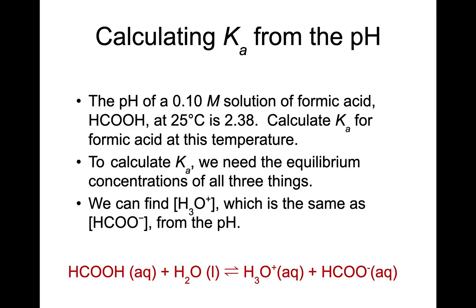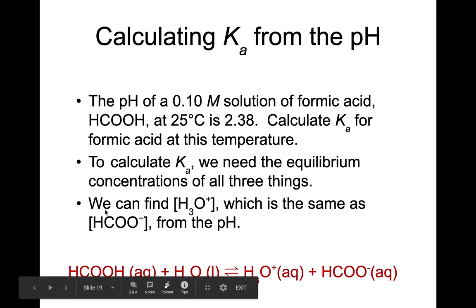compounds. Now we can find the concentration of hydronium ions from the pH, and of course, looking at the stoichiometry in this reaction, we know that whatever the concentration of hydronium is must be equal to the concentration of this conjugate base as well, because they have one-to-one stoichiometry in this reaction. Every one of these that's created also results in one of these. So we'll do that first.